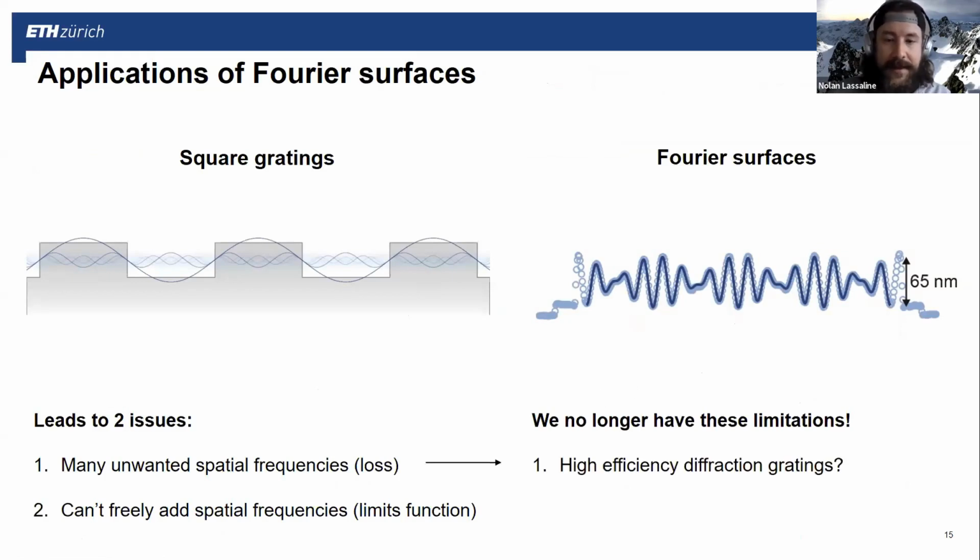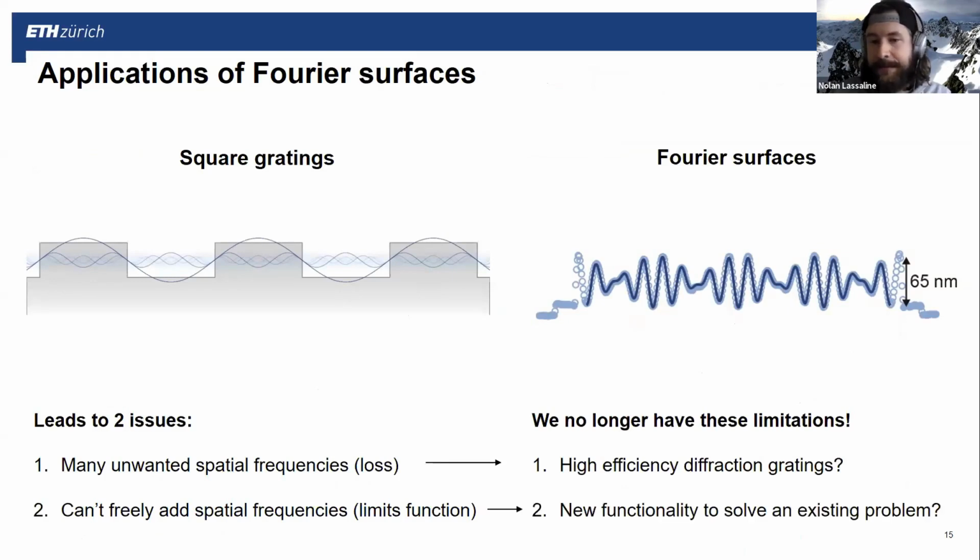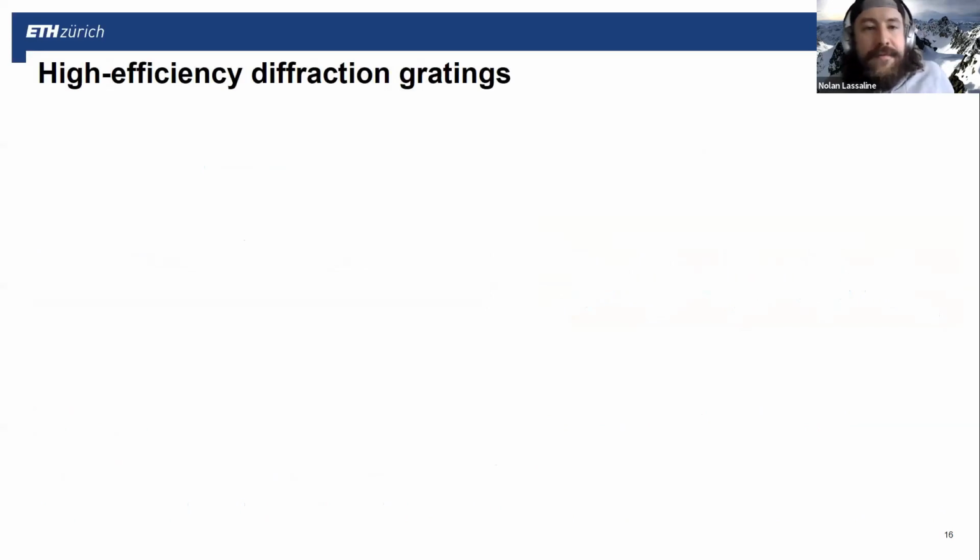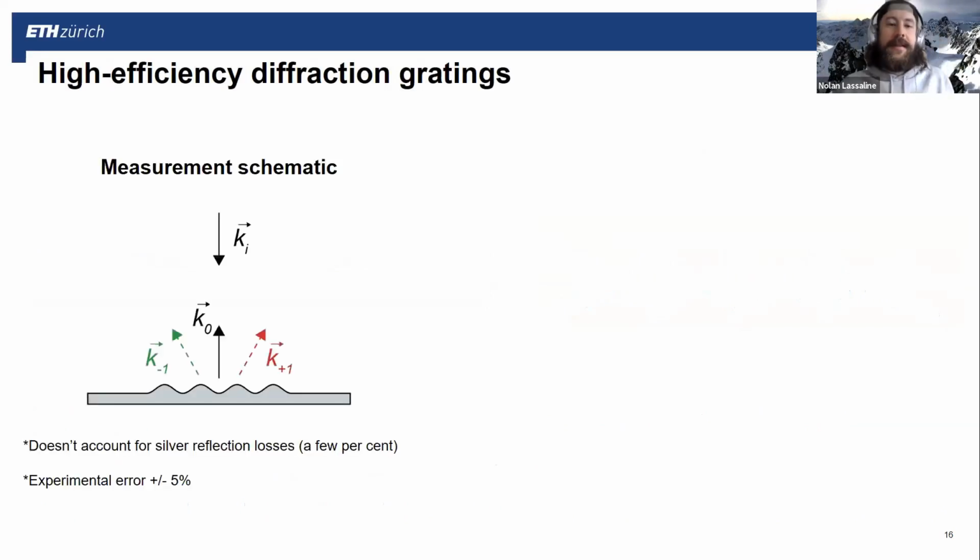And so this would imply that we should be able to do two things: these gratings should perform with high efficiency, and we should be able to implement a new functionality to solve an existing problem that wasn't possible previously. If we start with these high efficiency diffraction gratings, I show a schematic here on the left. Unfortunately, due to time constraints, I don't have enough time to go into all the details of the optical measurement, but if you're interested, I have a backup slide I can happily show you after.